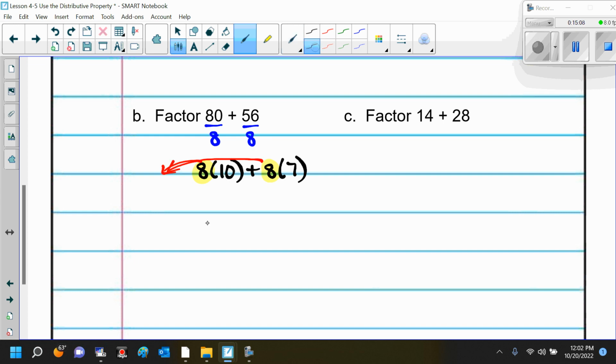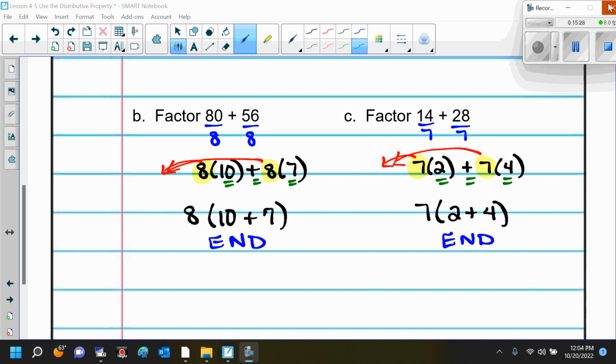That 8 gets pulled out to the front of the parentheses, 8. And then, whatever is left gets written inside the parentheses. So here, we have 10 plus 7. And that is the end of the problem. You do not simplify that any further. So here is the factored form. We have 7 times the quantity, 2 plus 4. Very good. So we're factoring out the GCF, 7. That goes on the outside of the parentheses, and then what's left stays inside the parentheses. Very good.